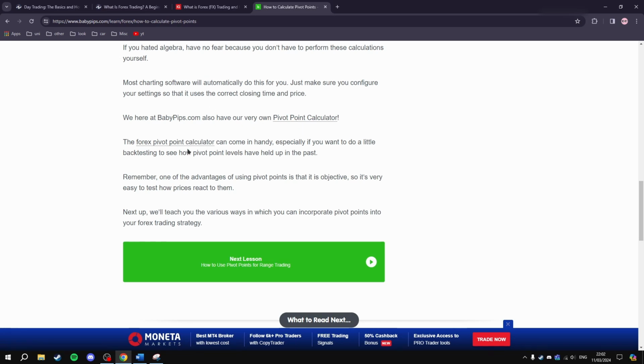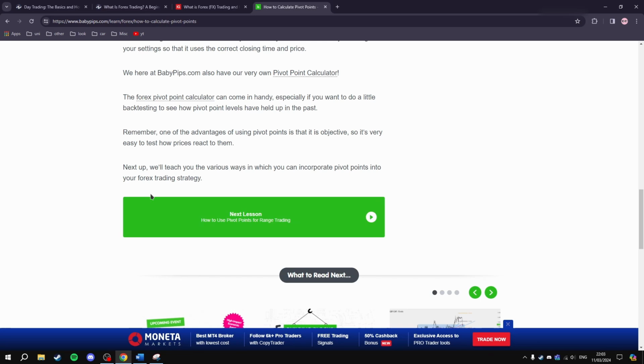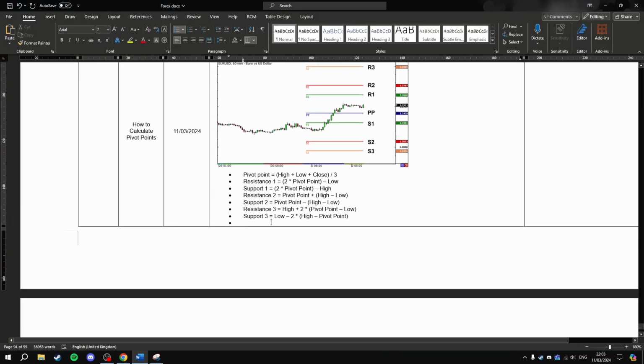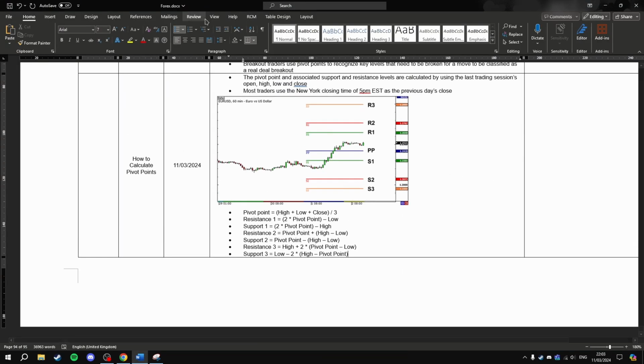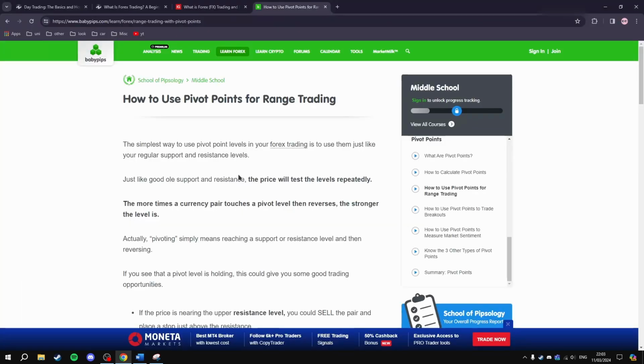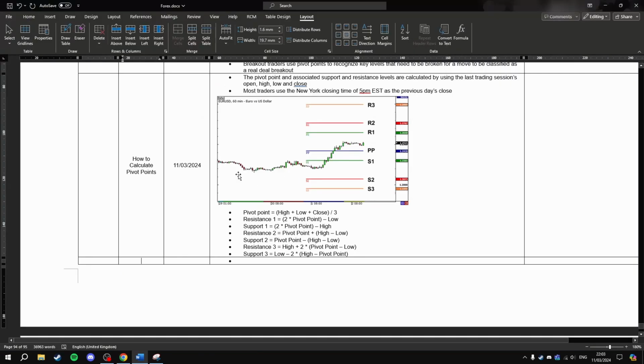The Forex pivot point calculator can come in handy, especially if you want to do a little back testing to see how pivot point levels have held up in the past. Remember, one of the advantages of using pivot points is that they are objective, so it's very easy to test how prices react to them. Next up, we'll teach you the various ways in which you can incorporate pivot points into your Forex trading strategy. How to use pivot points for range trading.